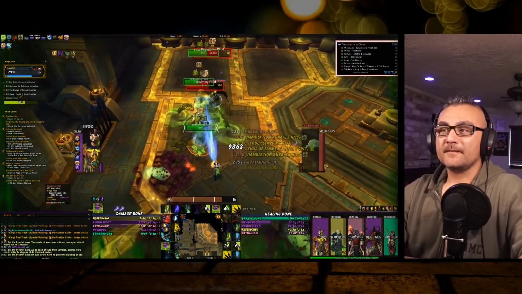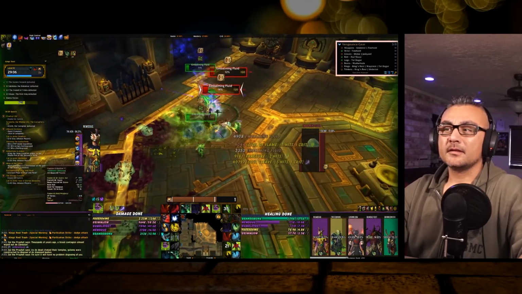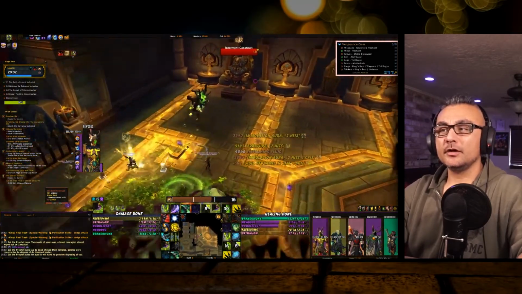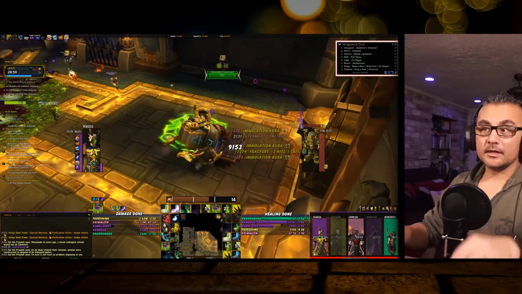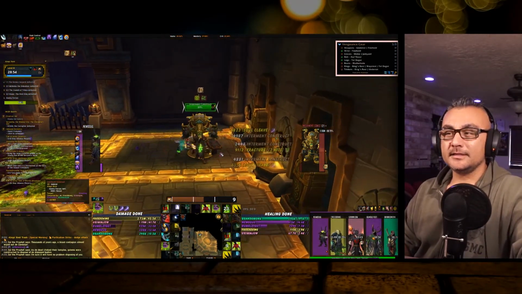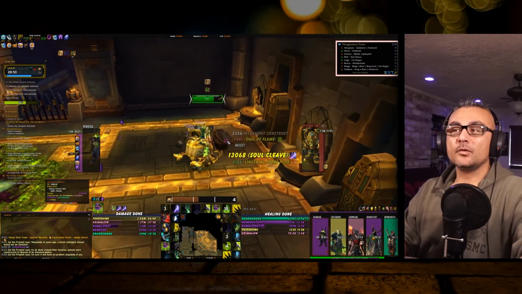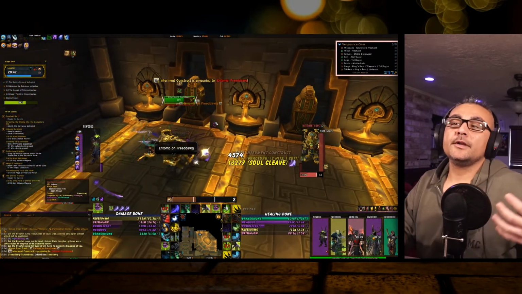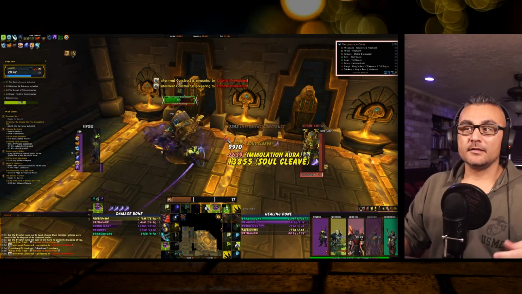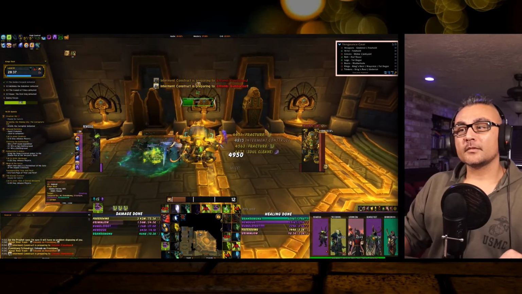The one thing you always want to do is pull in a manner in which you know you're not going to pretty much wipe the party. That sounds so simple, but at the same time, you're wanting to pull enough to where the DPS isn't getting bored. You want to pull enough to where the healer isn't getting bored, but you don't want to overpull.